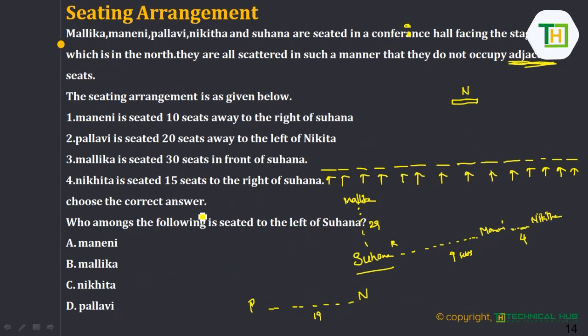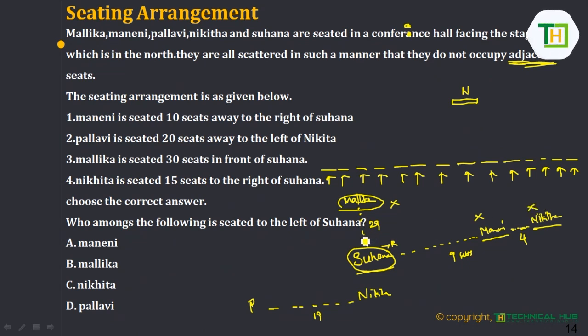Now choose the correct answer. Who among the following is seated to the left of Suhana? So I want to find the person who is sitting to the left of Suhana here. See, Suhana and Mallika. Mallika is in front of Suhana, not to the left of Suhana. And also Maneni and Nikita are to the right hand side of Suhana, so they are not left. So Mallika is not my answer. Maneni is not my answer. Nikita is not my answer.